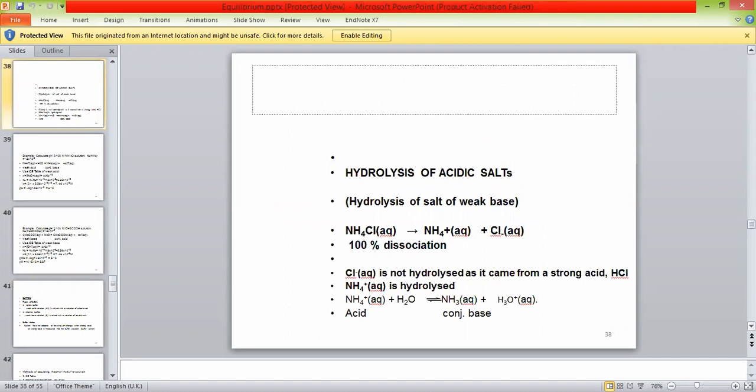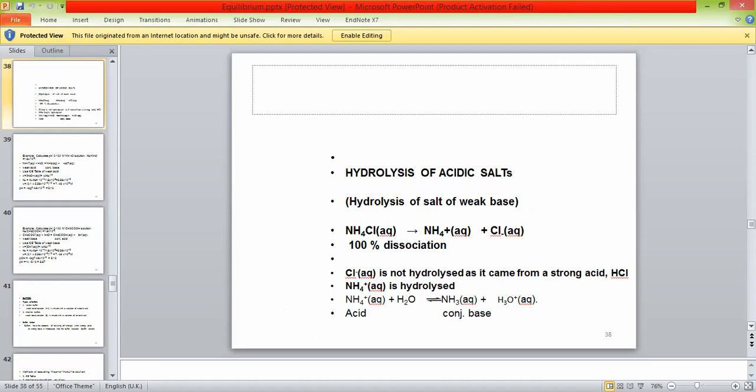So hydrolysis of an acidic salt. You have ammonium chloride. It dissociates into NH4 plus and Cl minus, 100% dissociation. Now, since Cl is not hydrolyzed as it comes from a strong acid, HCl, only NH4 plus is going to be hydrolyzed. So NH4 plus in water gives you NH3, which is a conjugate base, plus the hydronium ion H3O plus. Because of the presence of this, the salt is said to produce a pH that is less than 7.